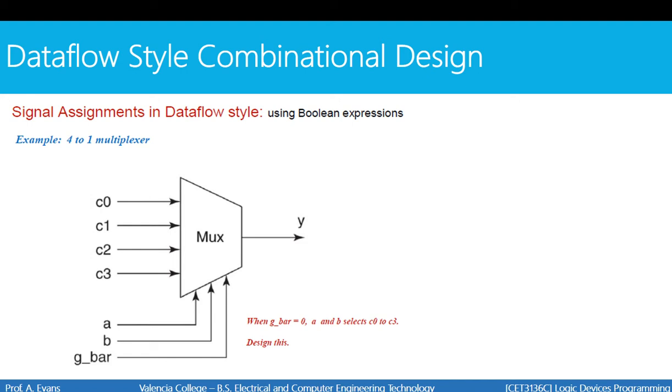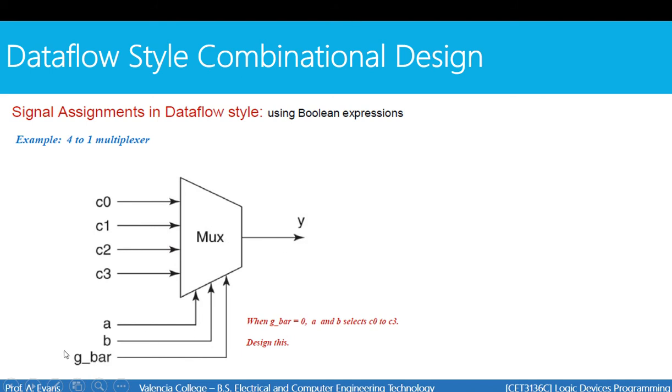So next we're going to do a couple of examples implementing some digital devices in the Dataflow style. The first thing we're going to implement is a 4-to-1 multiplexer. Just to remind you of how a 4-to-1 multiplexer works, we're going to have 4 inputs. We're going to call those inputs C3, C2, C1, and C0. We have our output Y, and then we have selects.